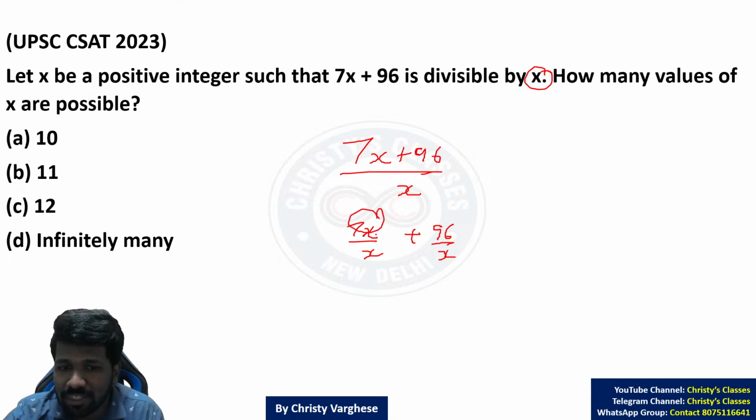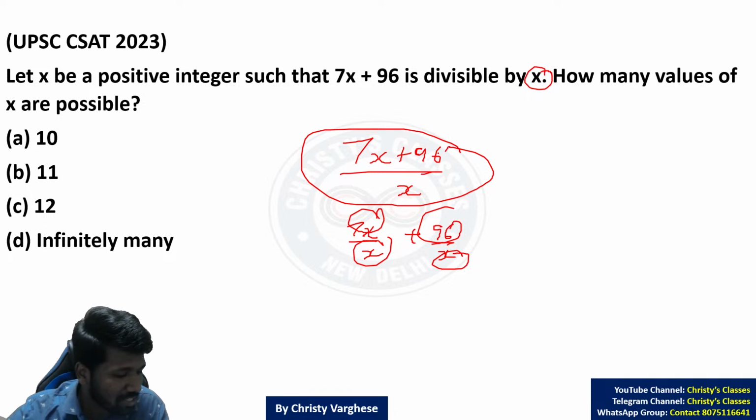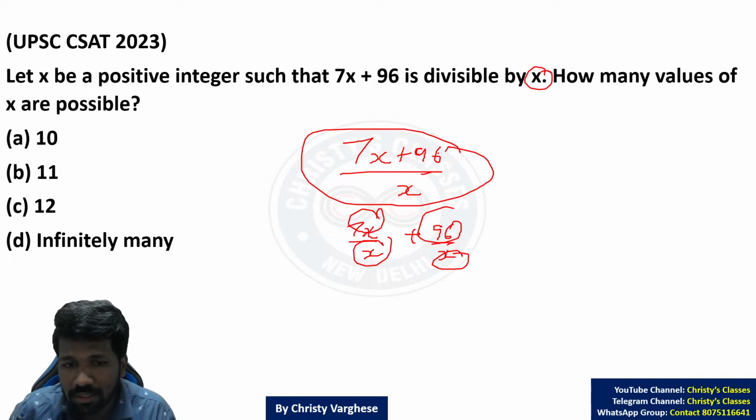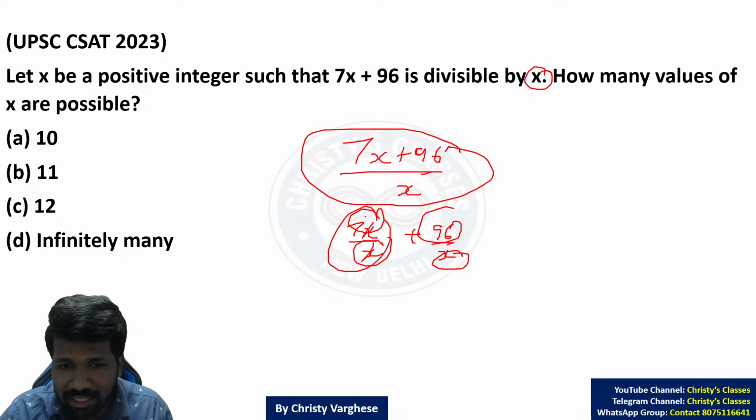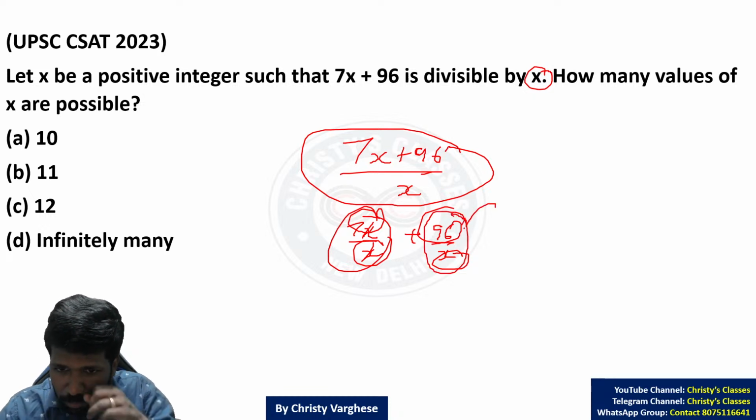Then 7x is divisible by x also. 96 is divisible by x also. Then only 7x plus 96 can be divisible by x. Now, all of you are getting that point. So 7x is divisible by x means x and x cancels. That is divisible. That we already know. 96 divisible by x. This is the point.